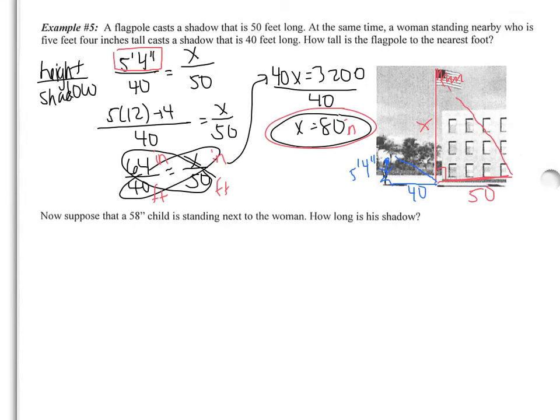But the question says, how tall is the flagpole to the nearest foot? So this means that I need to do some converting. So I'm going to do this over here. I have 80 inches, and I want this converted to feet. 1 foot is 12 inches. So I have 80 multiplied by 1, which is just 80, and then I need to divide by 12. When I do that, I get 6.6 repeating. Rounded to the nearest foot is 7 feet tall. So the flagpole is about 7 feet tall.